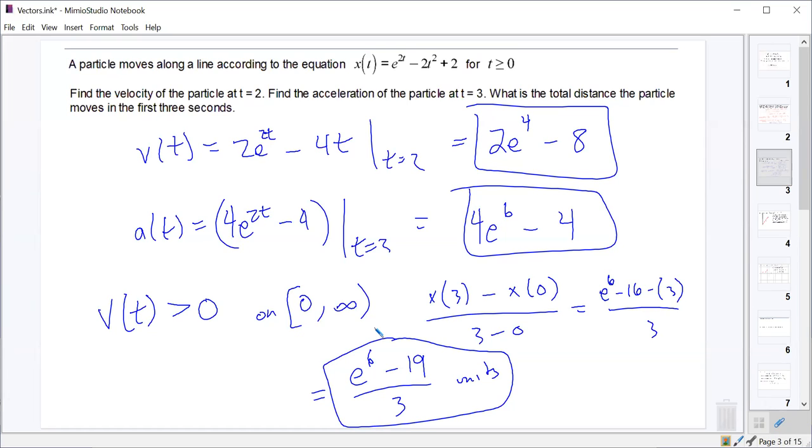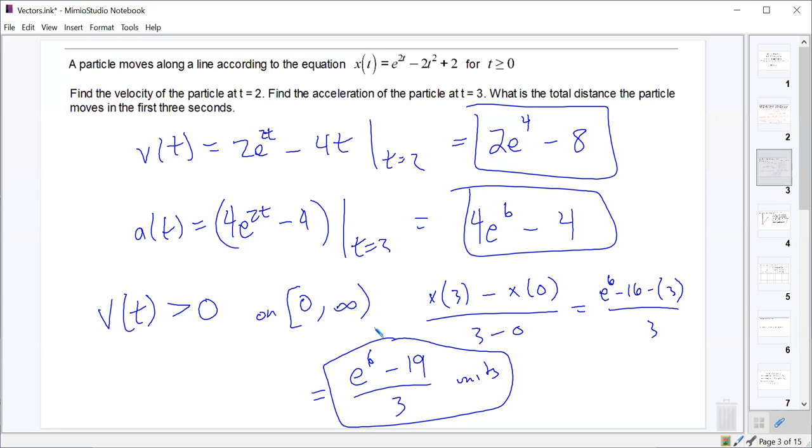Isn't there something like concavity when you do the third part for the total distance? Do you have to do anything with concavity for this? No, nothing with concavity. We just want to know what the displacement is, and since the velocity function is always positive for all real numbers, all we care about from 0 to 3 is how far it traveled in that time. So nothing to do with concavity.